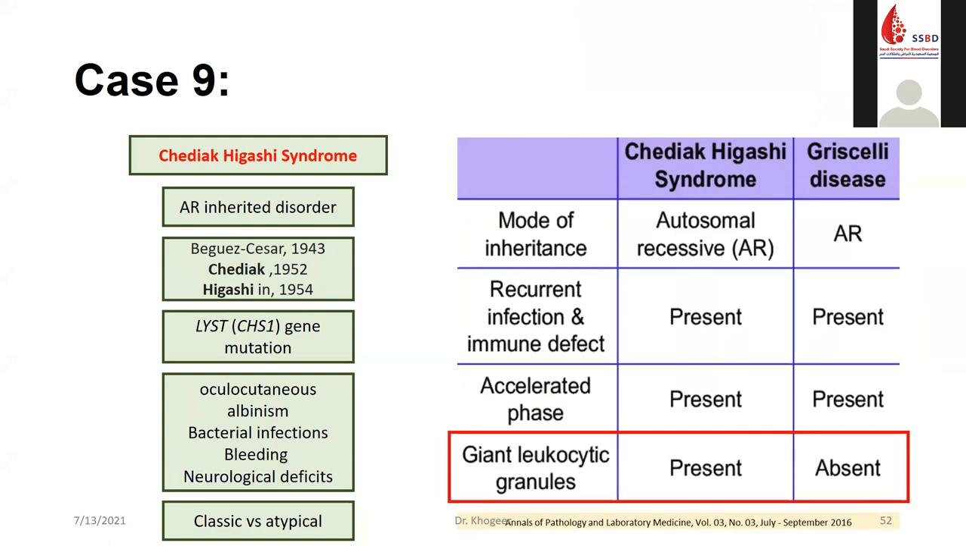Griscelli syndrome, also known as Chediak-Higashi-like syndrome, is a rare inherited disorder characterized by partial albinism and abnormalities of the platelets and white blood cells. The symptoms of Griscelli syndrome and Chediak-Higashi are almost similar, but on laboratory analysis, the white blood cells do not have the giant granules like those seen in Chediak-Higashi syndrome. Therefore, the diagnosis is made differentially based on these white blood cell granules.